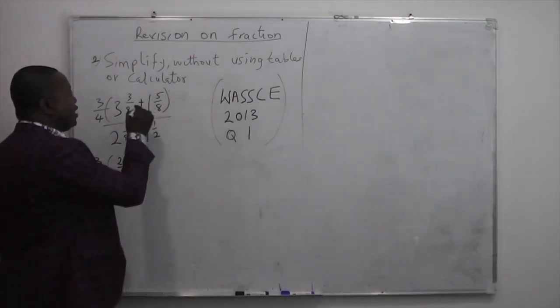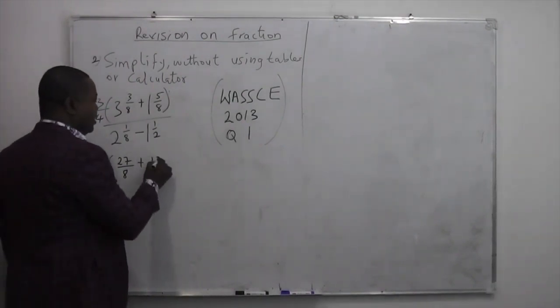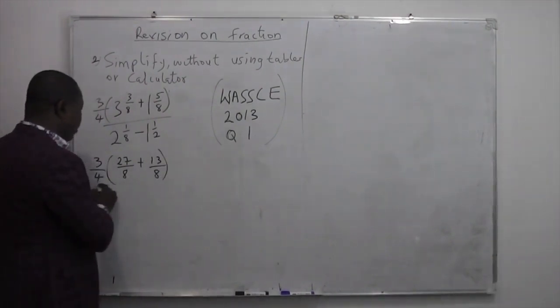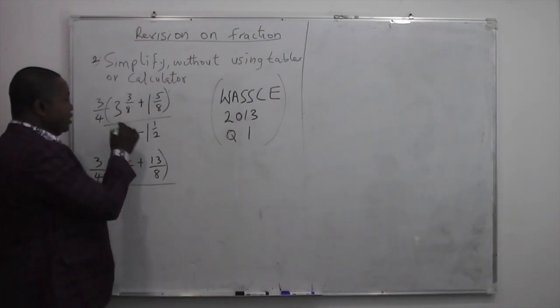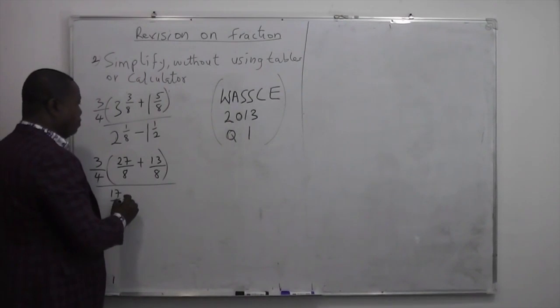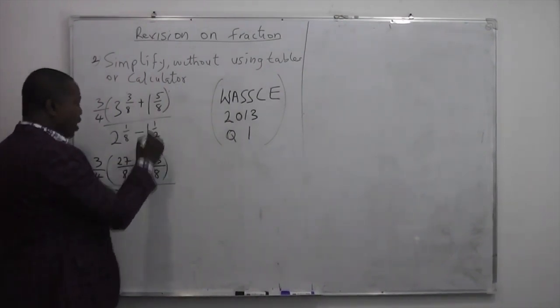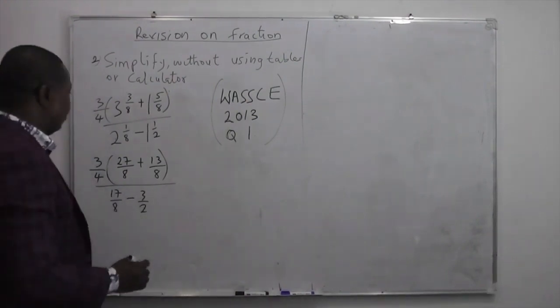Plus 8 times 1 is 8. Plus 5, it is 13 all over 8. Exactly. All over 8 times 2 is 16. 16 plus 1, 17 all over 8. Minus 2 times 1 is 2. Plus 1, 3 over 2. This is the first setup.